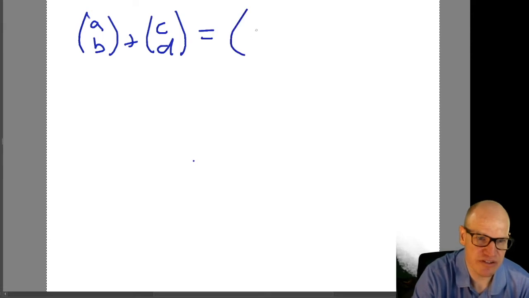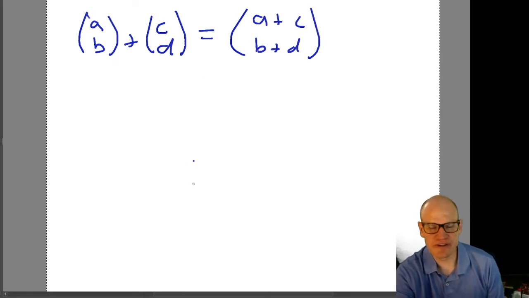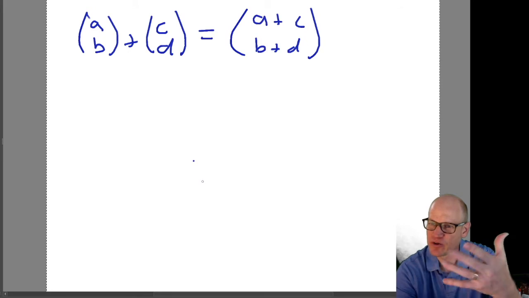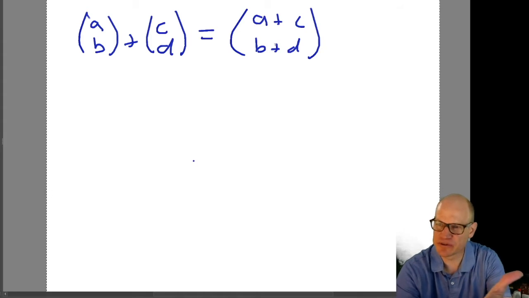One of them is to go like this: A plus C, and then B plus D, like that. So this would be the way that you add ordered pairs. If you have an XY coordinate and another XY coordinate, when you add them together, you add the X coordinates together, and you add the Y coordinates together.